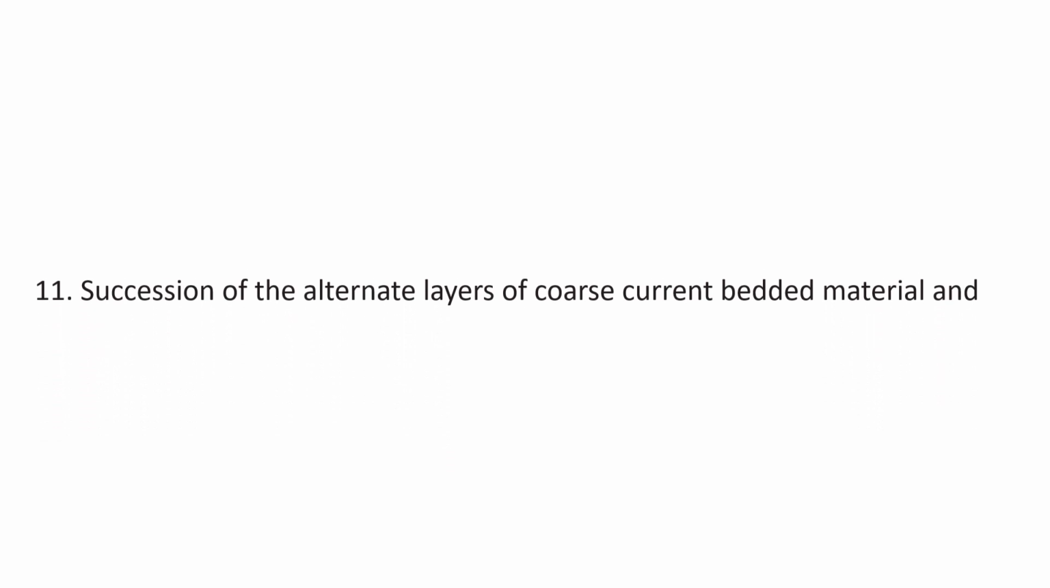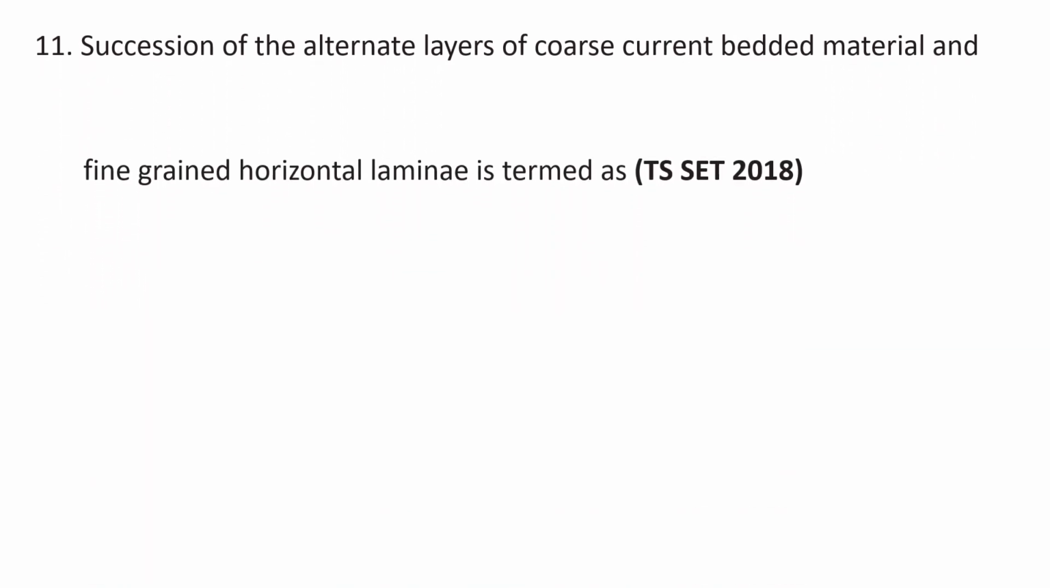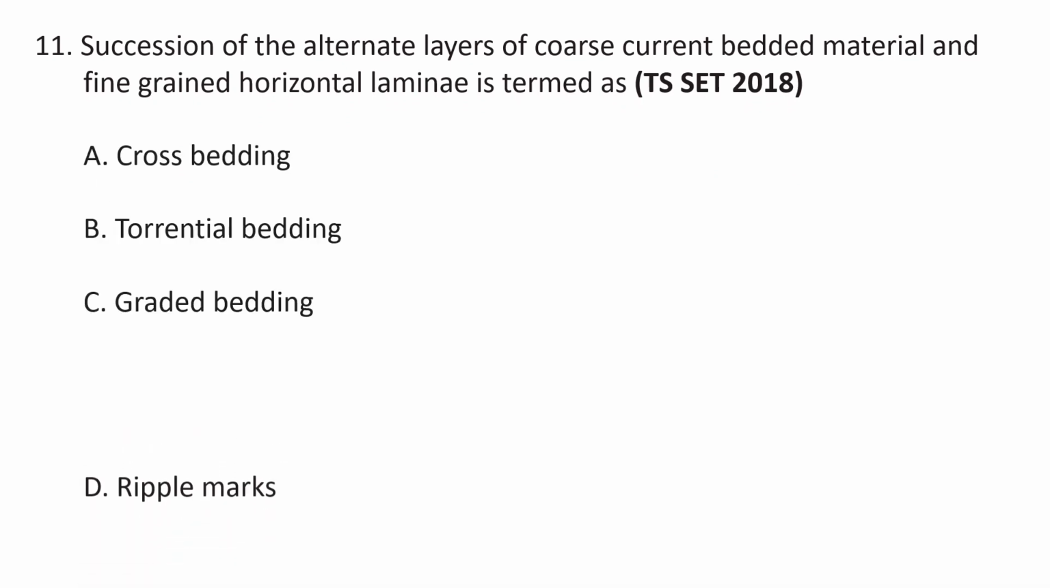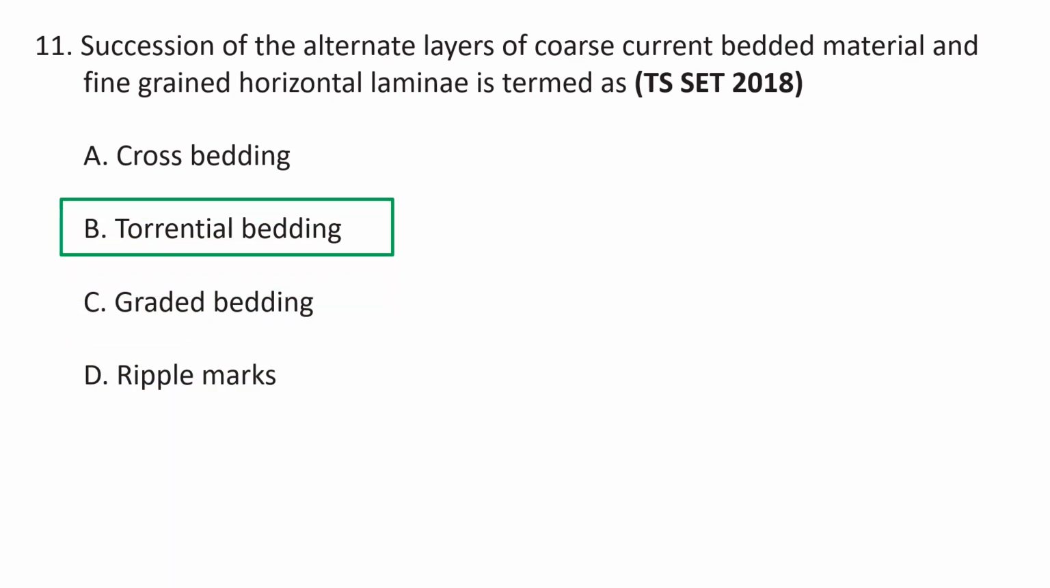Next question. Succession of the alternate layers of coarse current bedded material and fine grain horizontal laminae is termed as A. Cross bedding, B. Torrential bedding, C. Graded bedding, and D. Ripple marks. So the correct answer is torrential bedding. This shows an alternation of coarse current bedded material and finer horizontal laminae. And here the foreset beds are straight and they are characteristically developed in alluvial fans. So B. Torrential bedding is the correct answer.